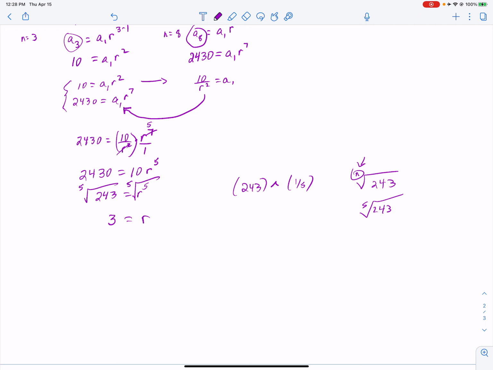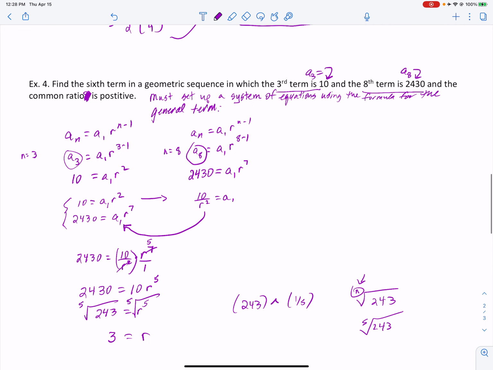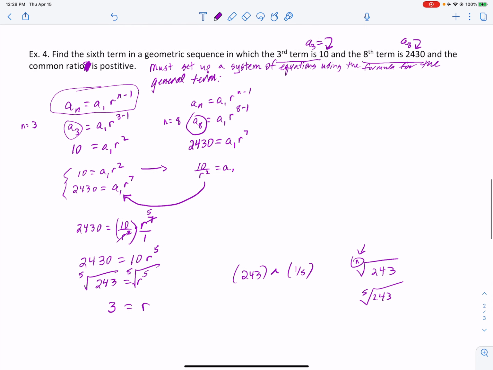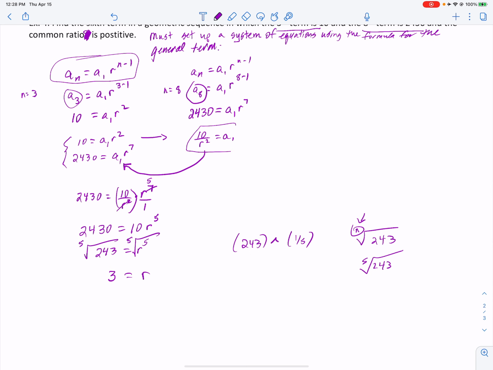Now, I want to find the 6th term, but you have to show use of formulas. And so I want to get the general formula for this. I now know the common ratio, but I still need the first term. And that is the work I want to see. So we need to find the first term, but right here we have that a sub 1 is 10 divided by r squared. So a sub 1 is 10 over 3 squared. A sub 1 is 10/9.